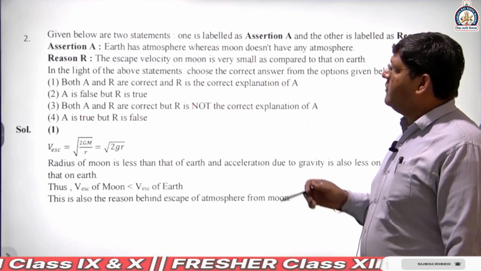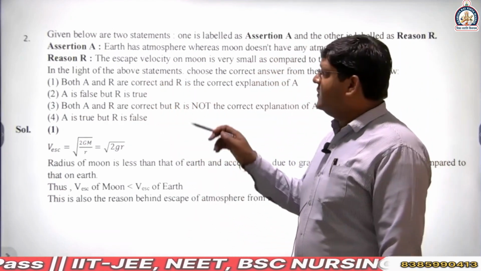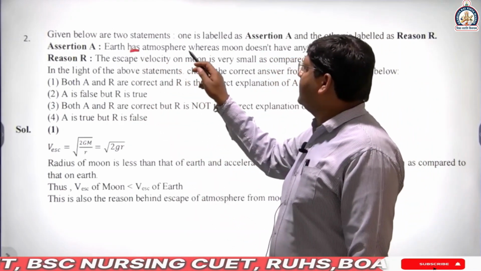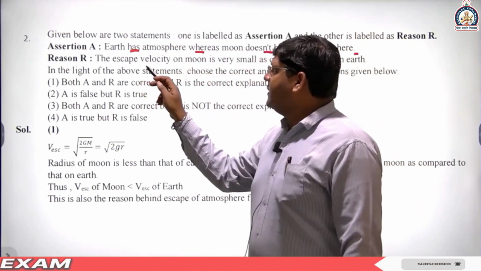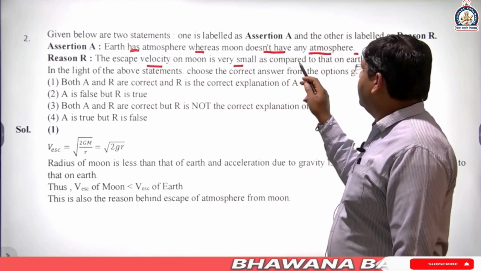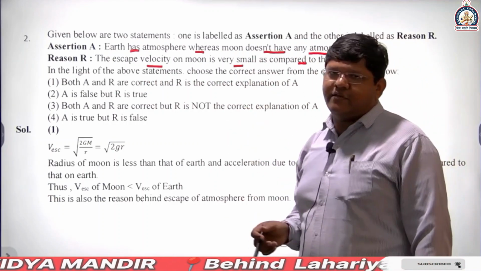Moving to the next part, we are provided with an assertion and reason. This question is from gravitation. Assertion says Earth has an atmosphere whereas the moon doesn't have any atmosphere. The reason is the escape velocity on the moon is very small as compared to that on the Earth. We have to find out which is the correct one.